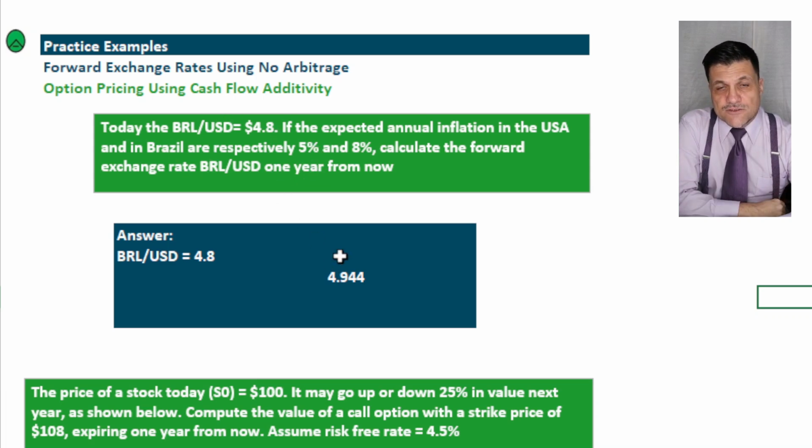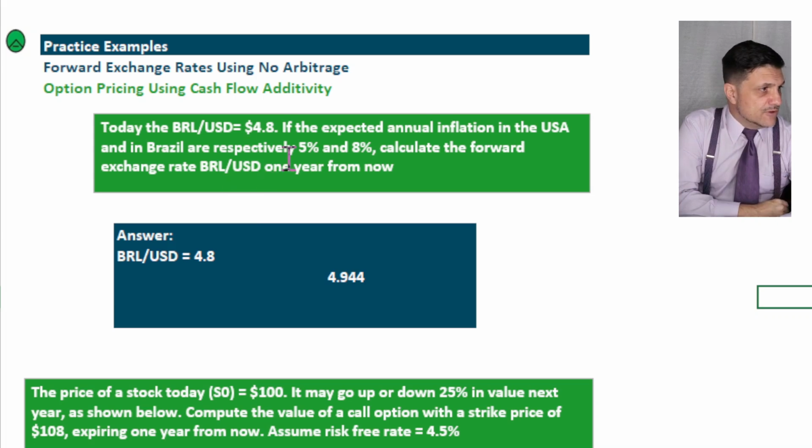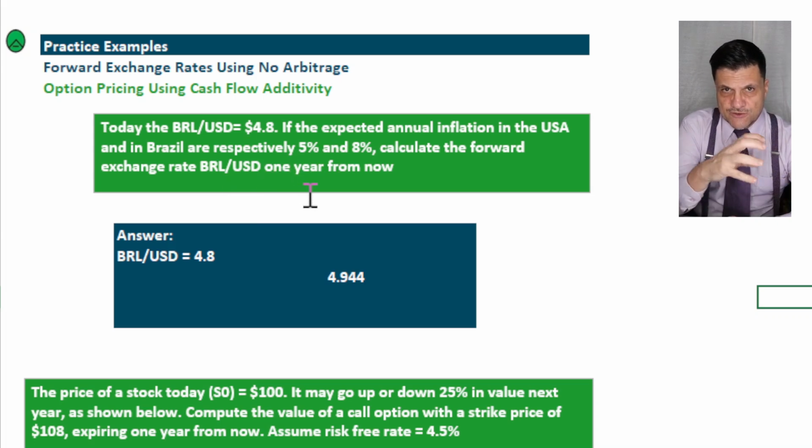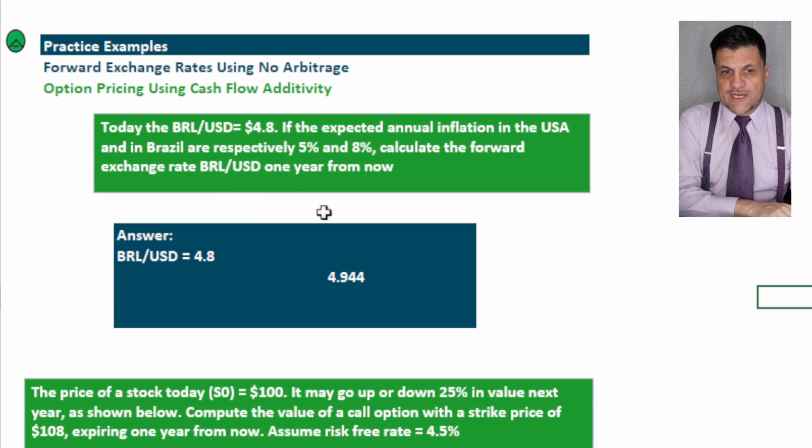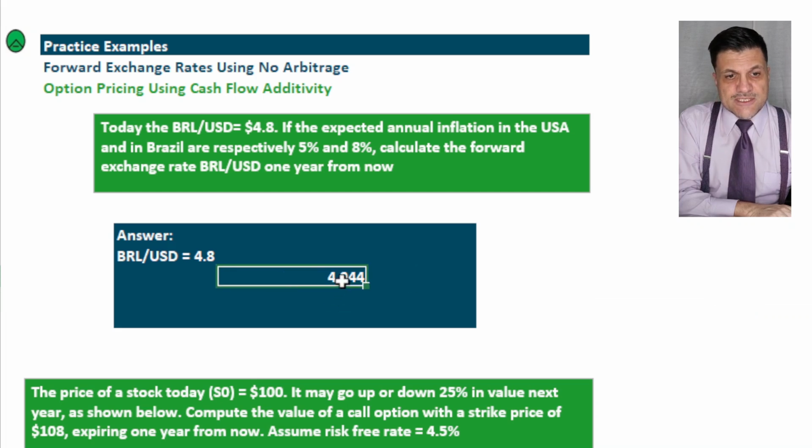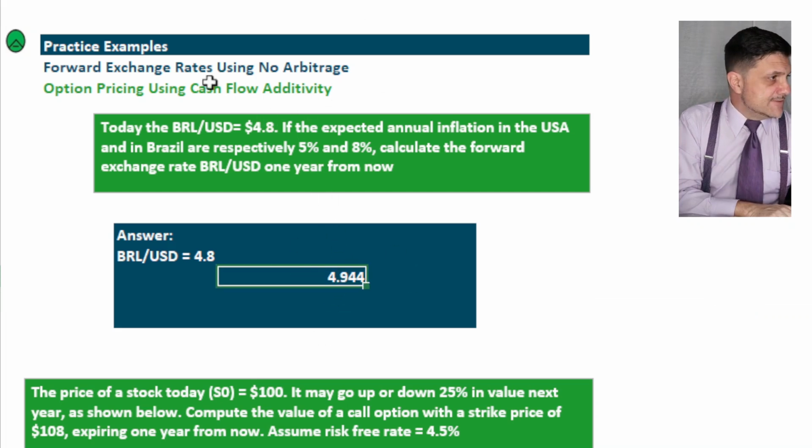That means the more, just roughly speaking, because we're not using any techniques here. I'm just using the intuition and the approach for you to understand. The 4.8 has to go up 3%. So the answer will be that 1 year from now, you're going to need 4.944 Brazilian reals to buy a dollar.